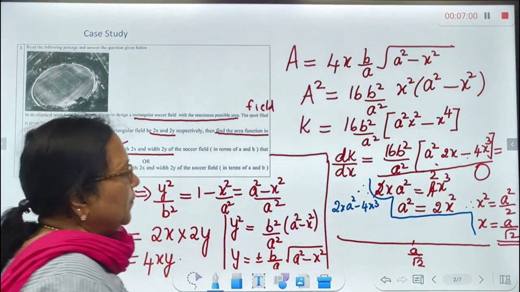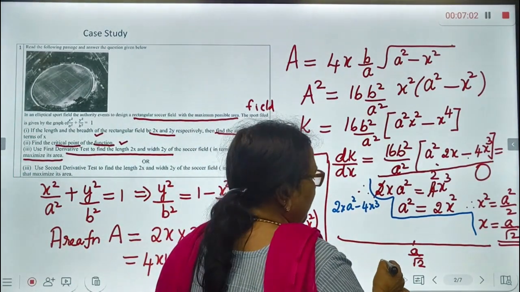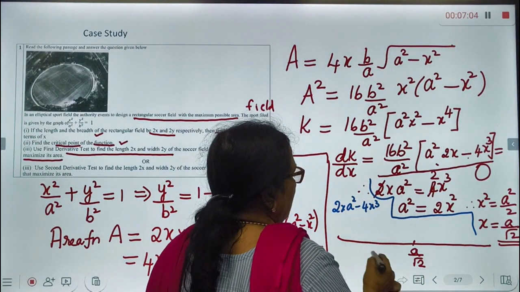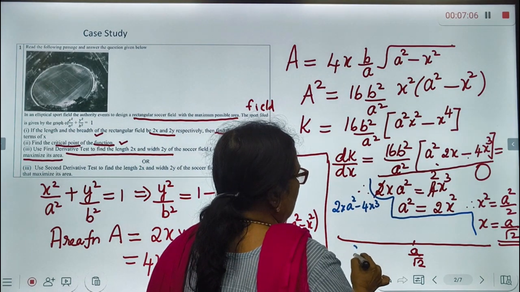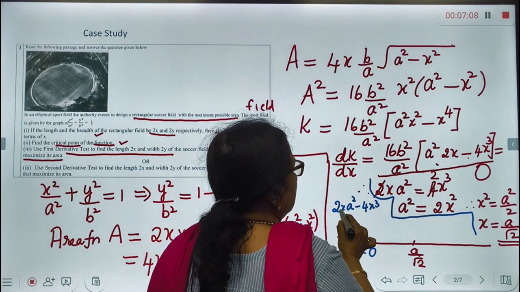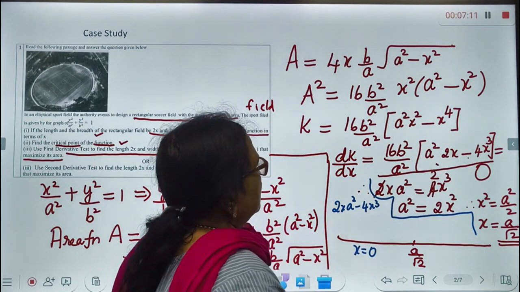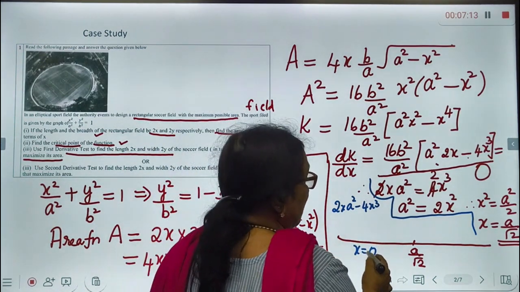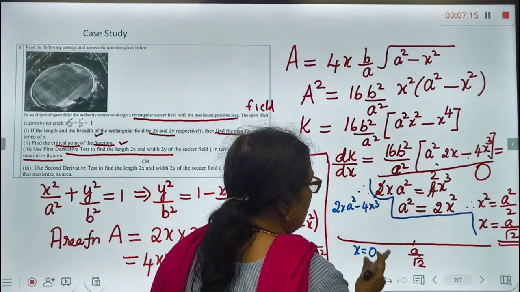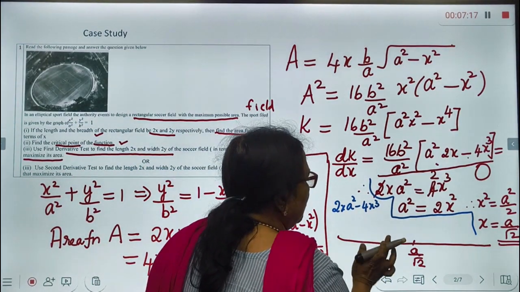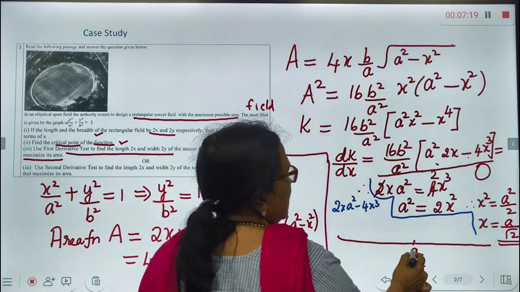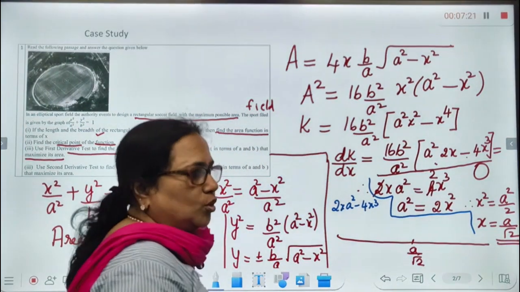Okay. Now, what will be the sign of that when I put, to the left of a by root 2, I can put 0. When I put x equal to 0, what will I get? This is 0, so it is inconclusive. So, take some other value for x which is lesser than a by root 2.